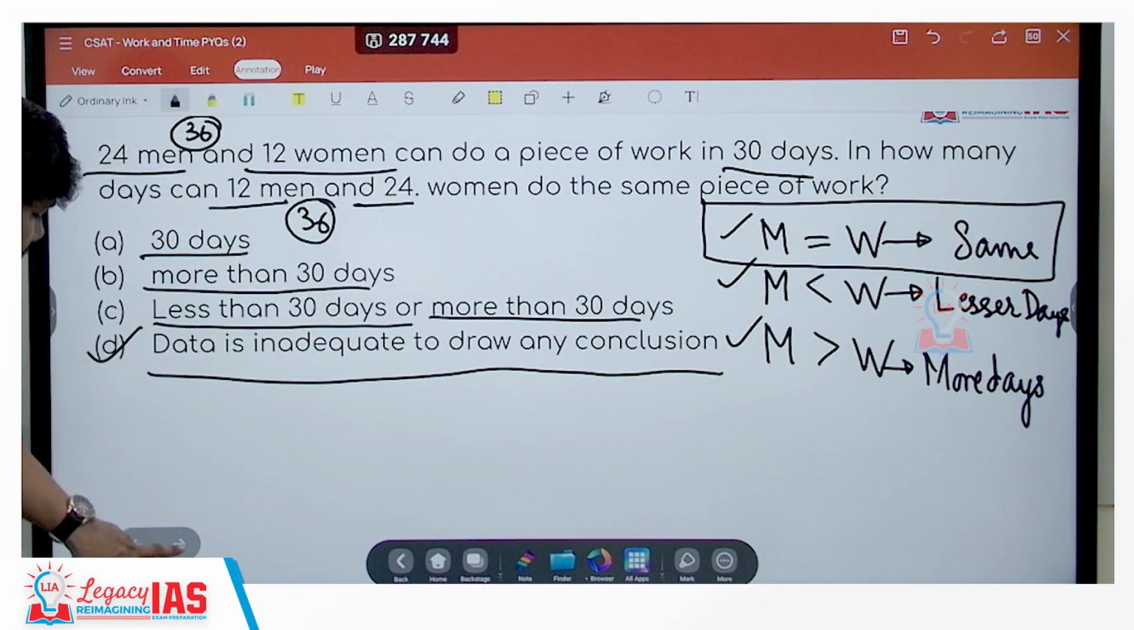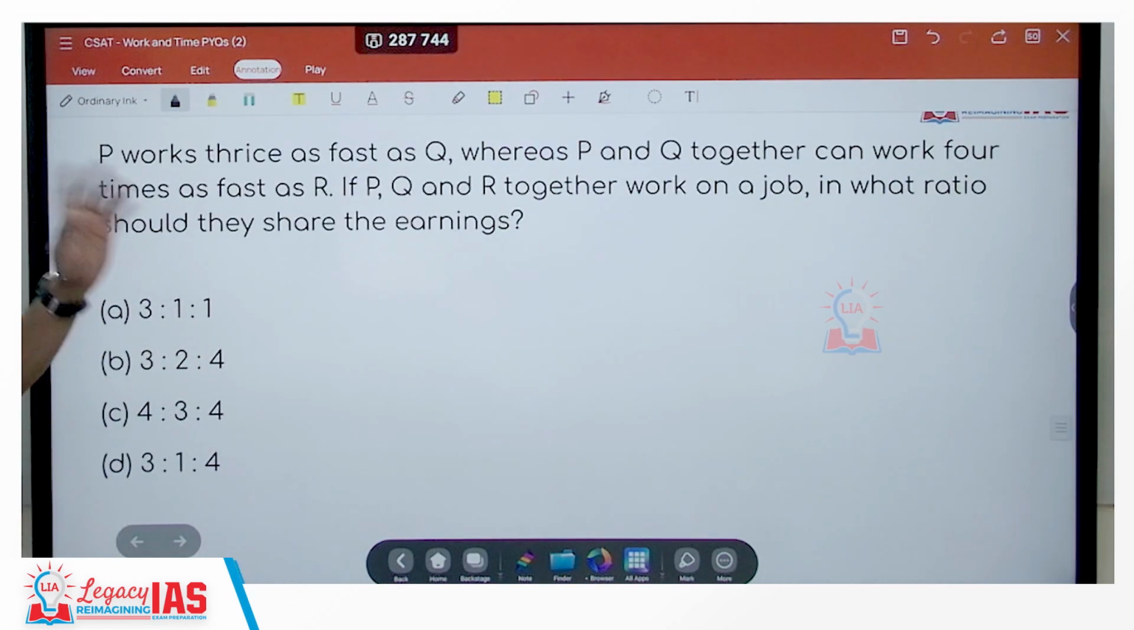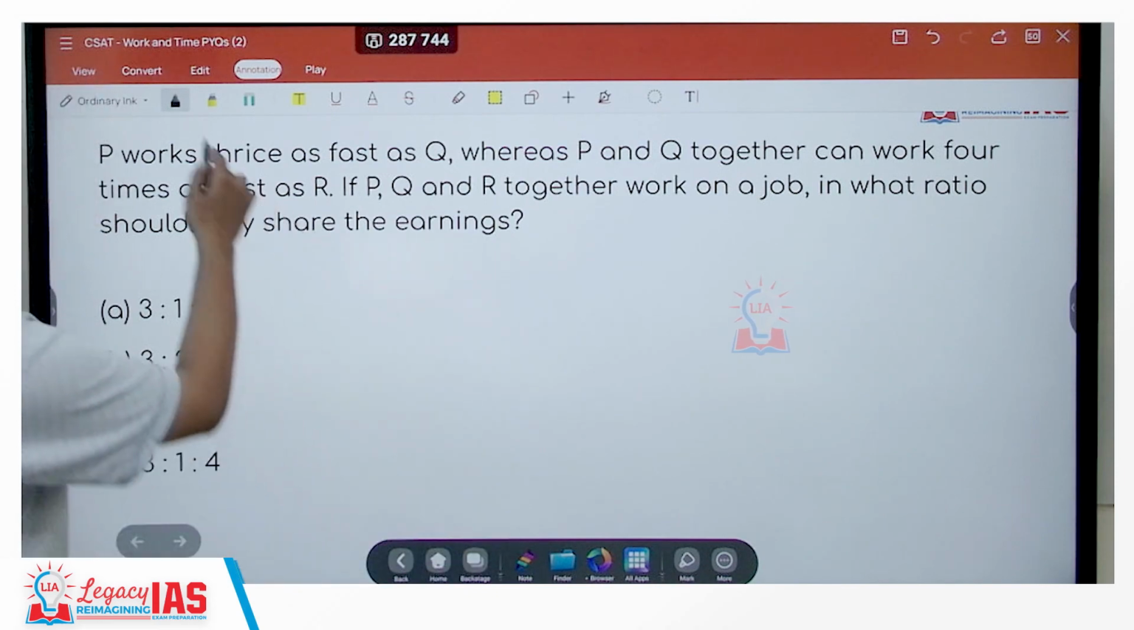I hope that's absolutely clear. You don't have to solve that, just by looking at it, you can answer it. Moving on to the next question.